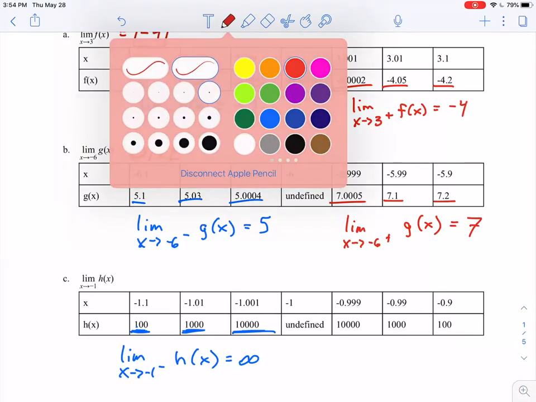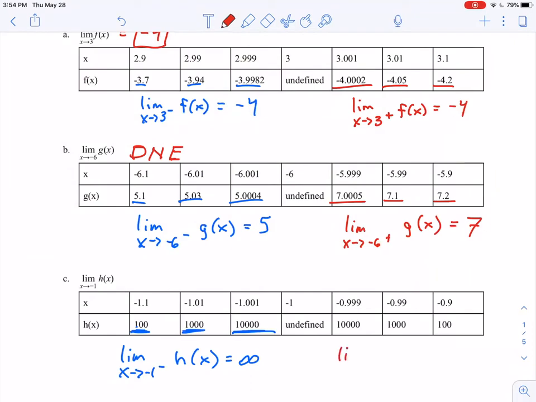For the right-hand side, I want to think about the same things. So the limit as x approaches -1 from the right-hand side of h of x. Here I have exactly the same y values: 100, 1,000, 10,000. Here again, this limit technically does not exist, but if I wanted to capture the behavior, I'd say it looks like it's approaching positive infinity. So the left-hand limit approaches positive infinity, the right-hand limit approaches positive infinity. If they agree, then the two-sided limit must also be positive infinity, according to our theorem.